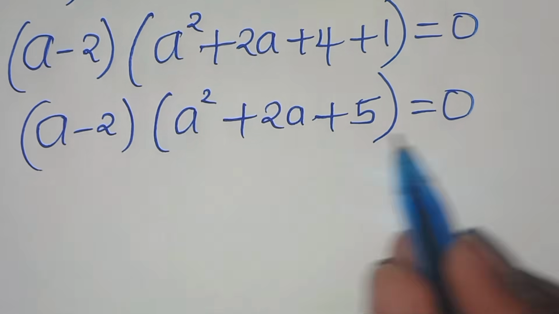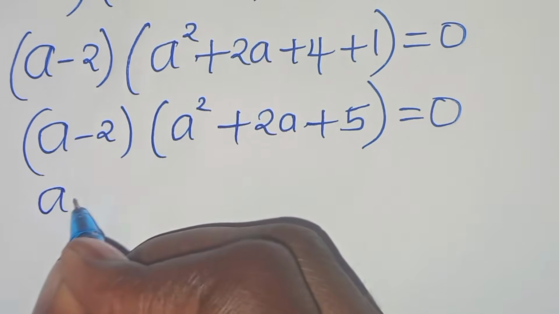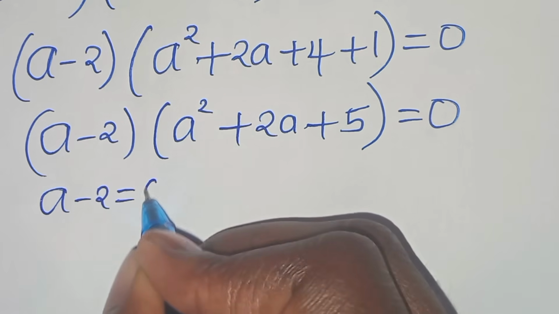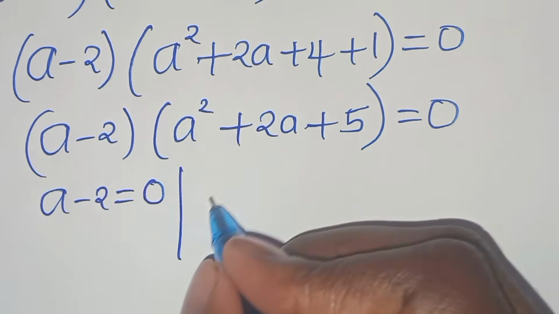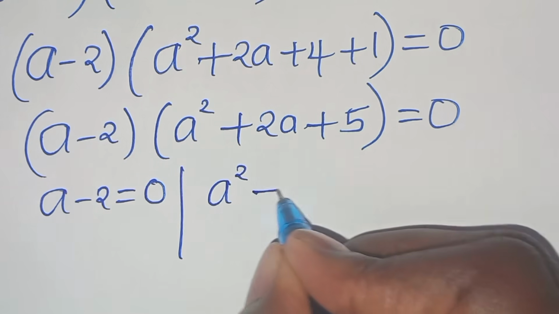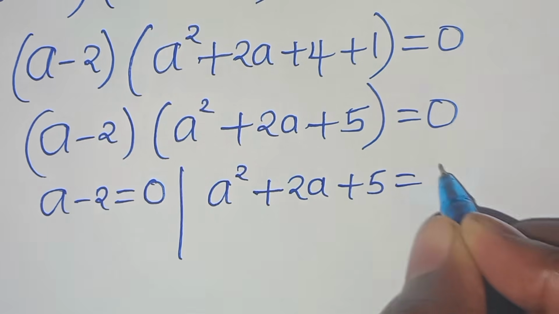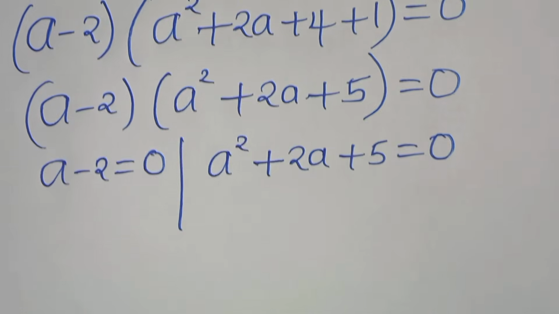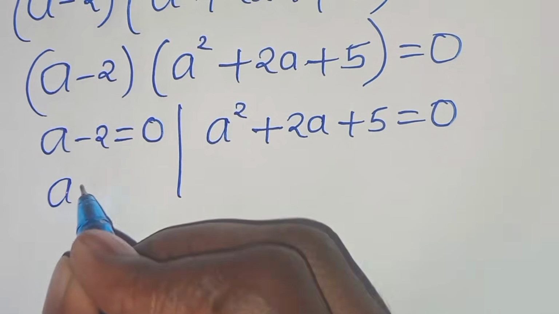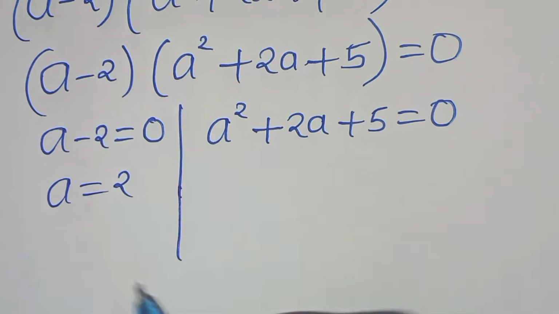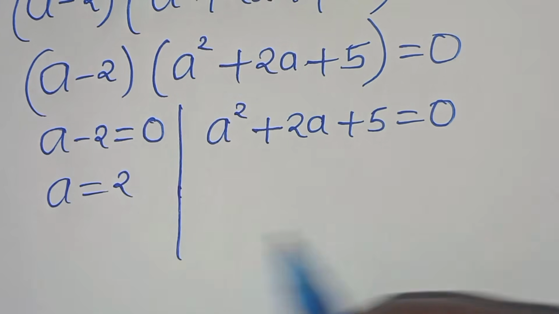We have got two parts here. We have that a subtract 2 is equal to 0, and here we have a to the power of 2 plus 2a plus 5, equal to 0. So we have that a is equal to 2. So this is a new solution here.